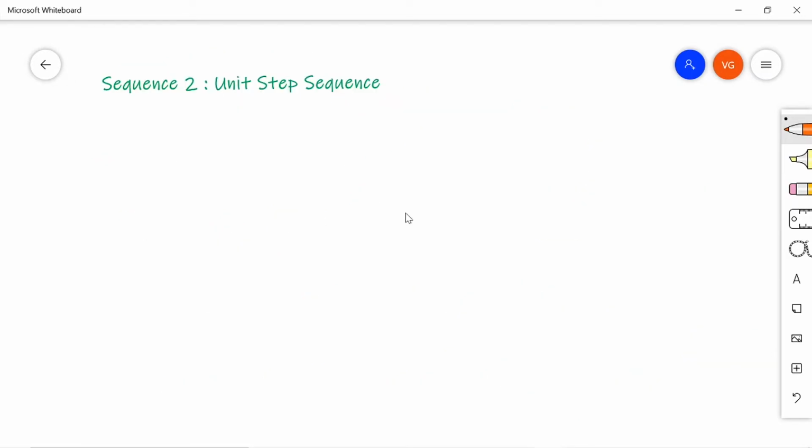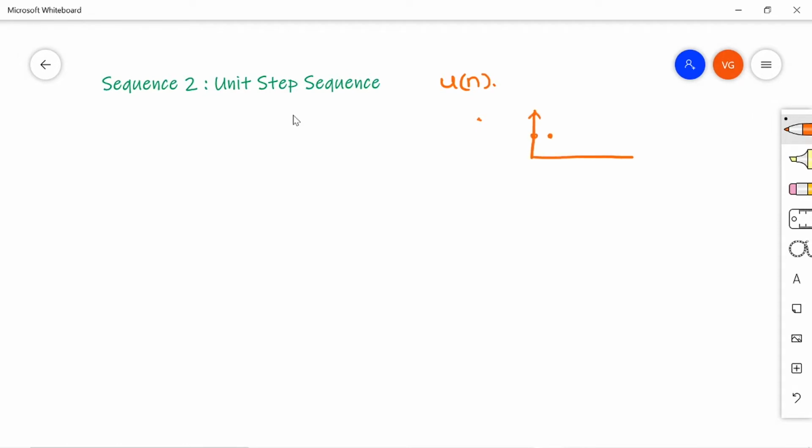The next sequence for which we are going to find the Z transform is the unit step sequence. All these basic signals I have already explained in the first 15 lectures of signals and systems basics, which cover all the concepts there. I am going to leave that link in the description box. The unit step sequence is indicated with u(n), and it is defined like this.